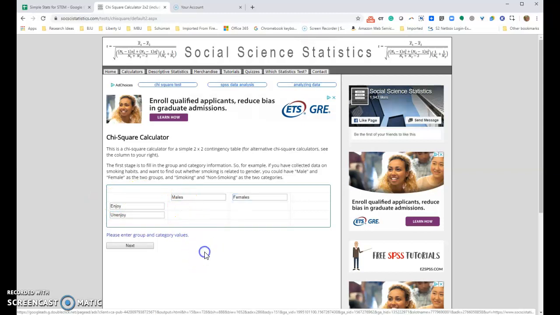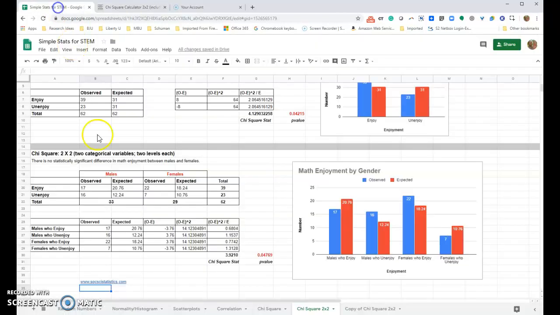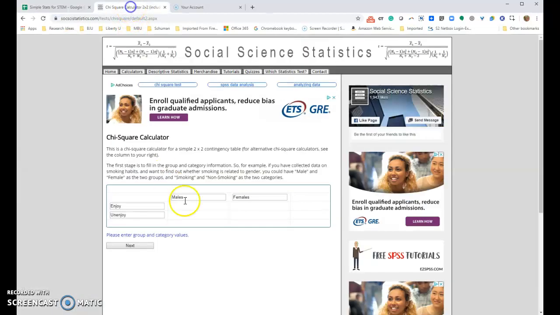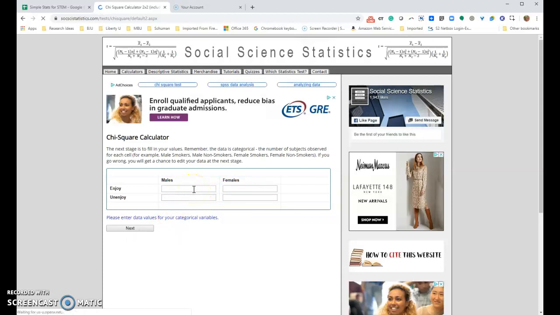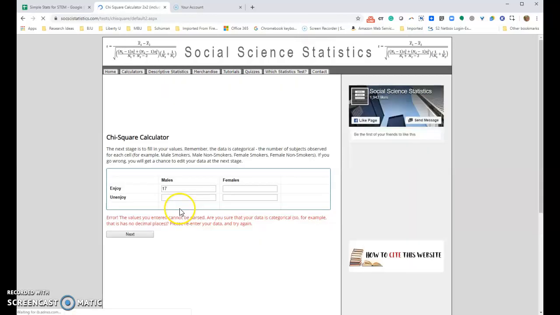This is going to do all of that math for us, and it's a beautiful thing. It's not even going to show all the tables or anything. It's just going to do it. So we're going to select Next. And then all we have to do is enter in our observed values. These are the values that we collected by giving a survey, or by asking kids what they think of math. For my males, the observed enjoyment over on the other sheet was 17. And then, oops, I hit enter. I should have. It's going to give me an error.